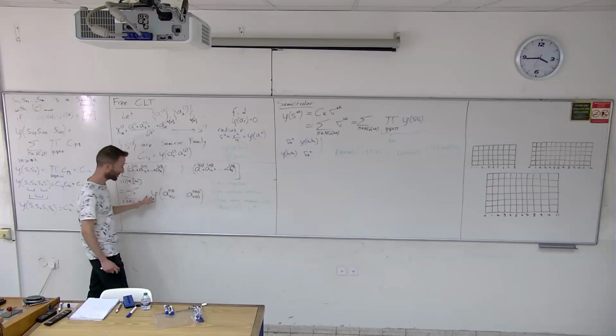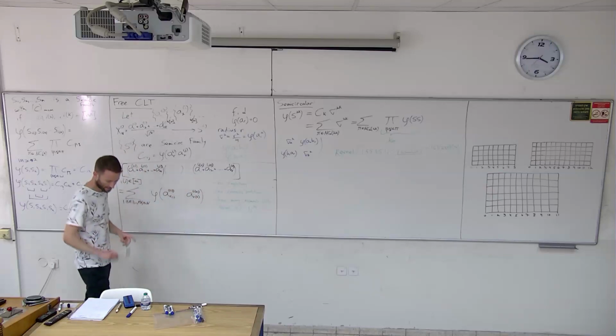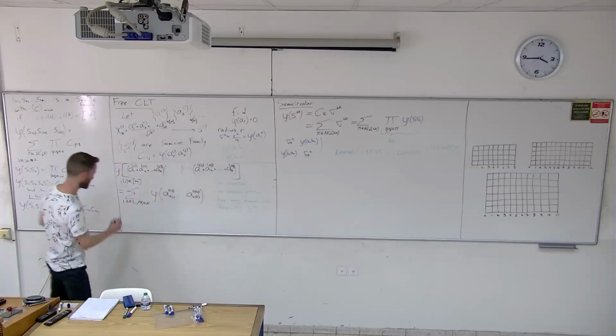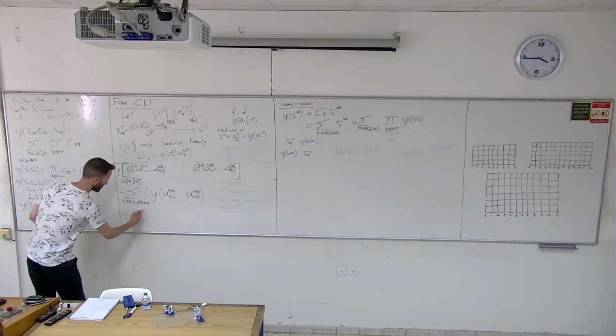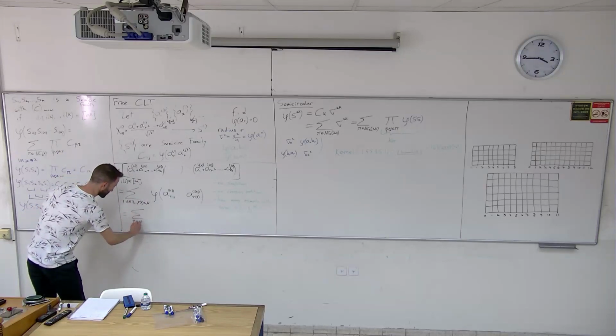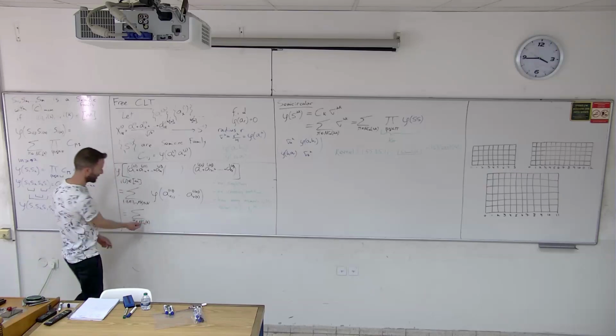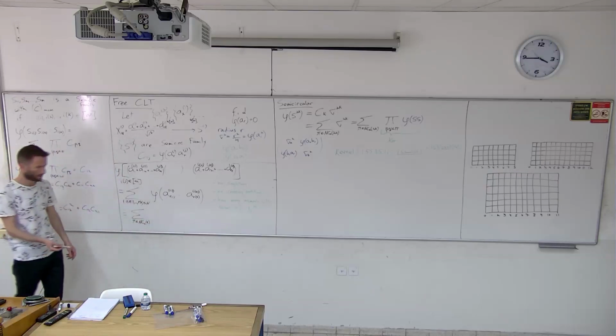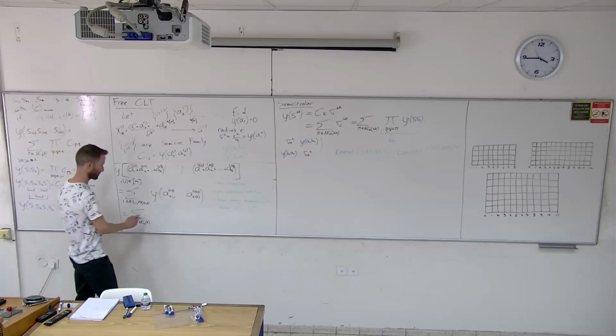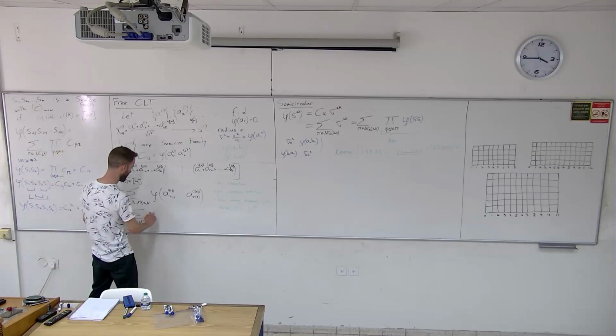Okay, so let's break this down. What we get is a sum over all pi, which are non-crossing pairings of k elements. Again, if k would be odd, then this would be 0, of a product.